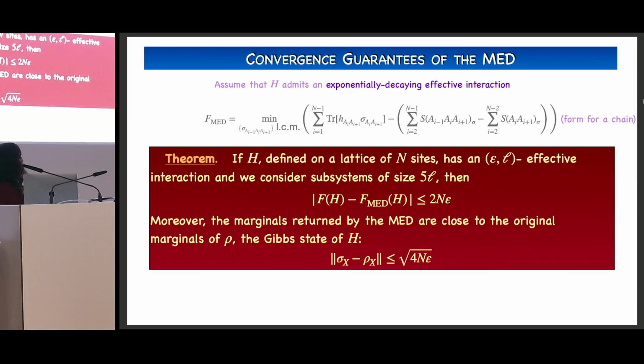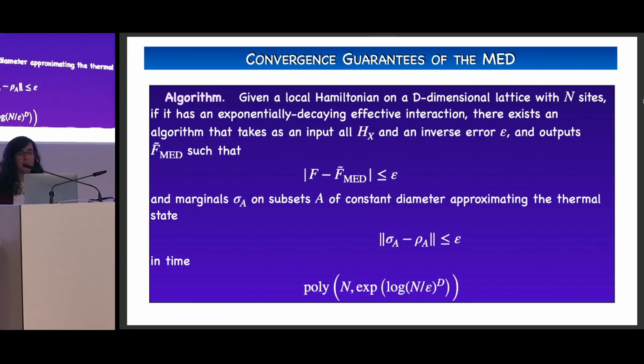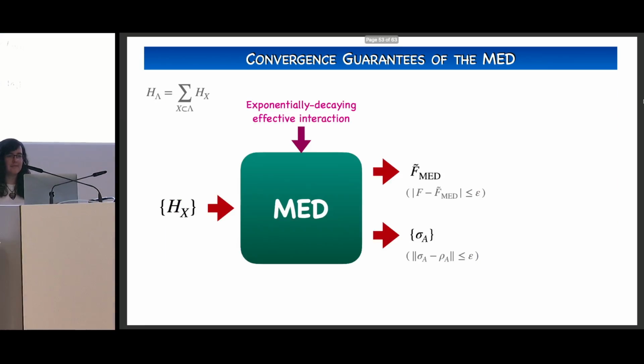So they are close up to 2n epsilon, so essentially something depending on epsilon. And moreover, the marginals returned by the MED are close to the original marginals of the Gibbs state, also by a function of epsilon. And this can be written, again, in an algorithmic way. So in this algorithm, I'm essentially writing exactly the same. And what I'm saying is that this algorithm runs in this time that I'm writing here. Okay? So these are the convergence guarantees of the MED. So essentially, what we are doing is, in a very schematic way, we are taking the terms that compose a Hamiltonian. We are assuming exponentially decaying effective interactions.